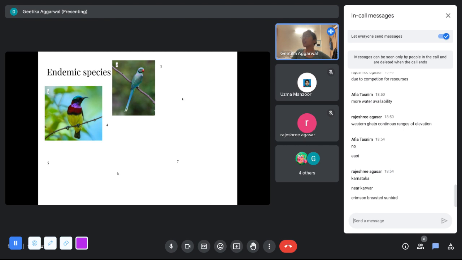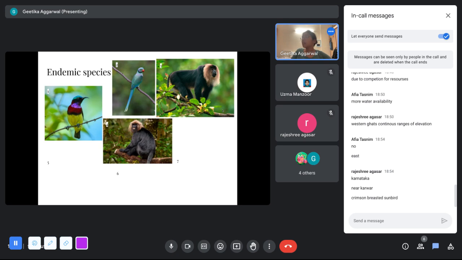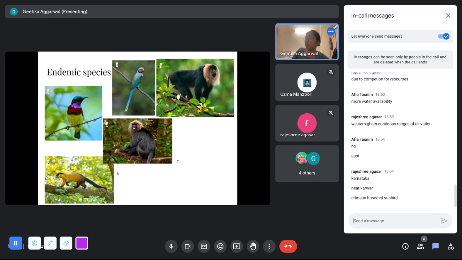Okay, this is a blue-winged parakeet. It's also endemic to the Western Ghats. This is the lion-tailed macaque. This is the Nilgiri langur. They might look similar, but they're not. This is a langur and this is a macaque. And okay, this is a Nilgiri. I forgot.